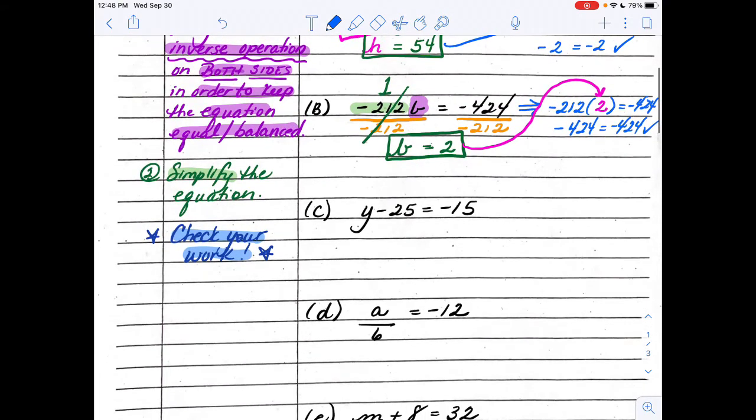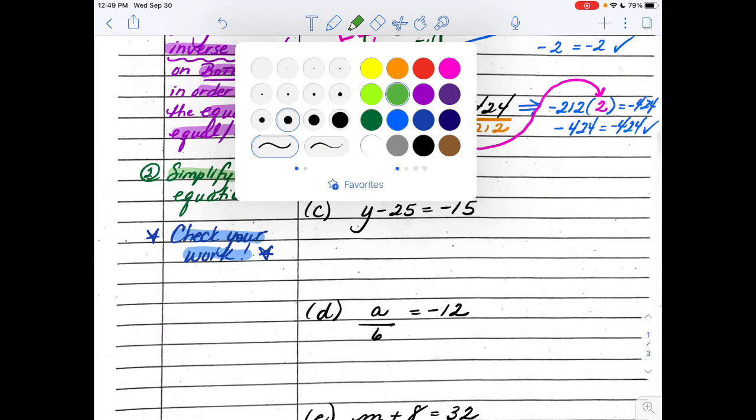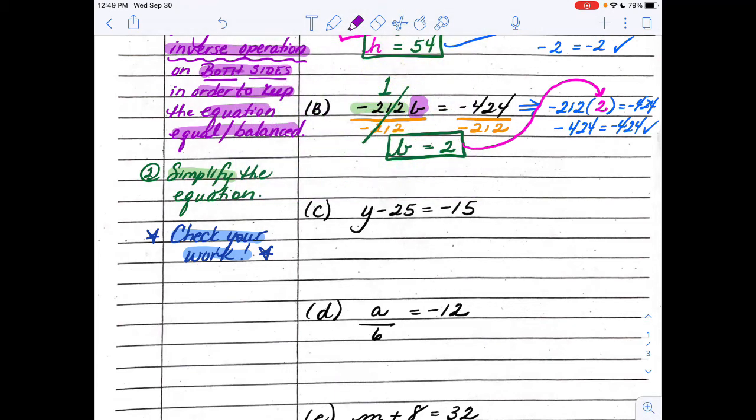Let's go ahead and look at that C. Y minus 25 equals negative 15. Again, I see an equal sign. If I see an equal sign and a variable, I have one job, and that is to isolate the variable. What's the variable? You're correct. It's y. What do I have to get rid of? What's on the same side? That minus 25. Now, I need to do the inverse operation, the opposite of what that green negative 25 is.